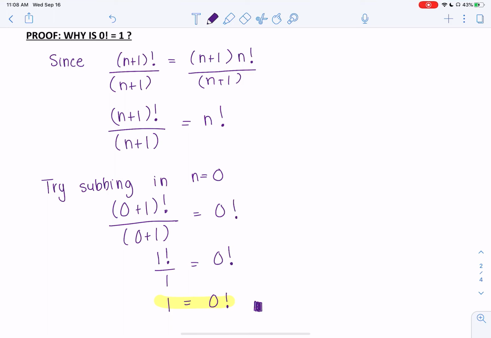You can also write QED, which basically in Latin means that you've proved it. It means something in Latin, but I don't know. But that's basically how you denote that you went through and solved the whole thing.